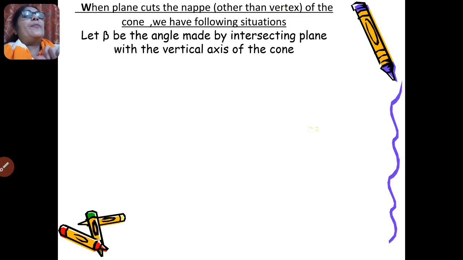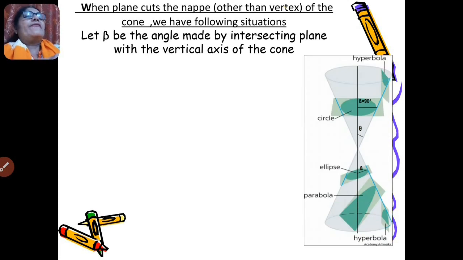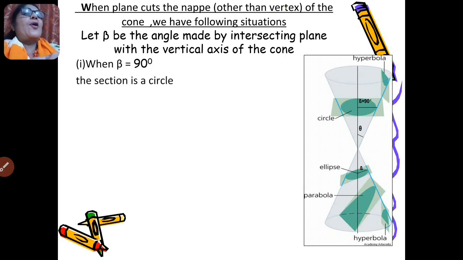When a plane cuts a nap other than at the vertex, we have the following situation. Let beta be the angle made by the intersecting plane with the vertical axis of the cone. First condition, when beta is 90 degrees, that means the plane is perpendicular to the axis of the cone. Then which section is formed? The section formed is a circle. You can see in the figure, it is a circle.